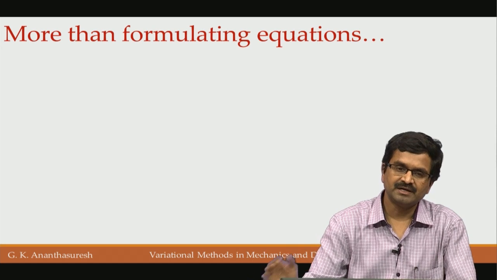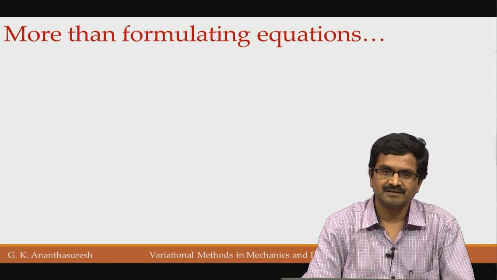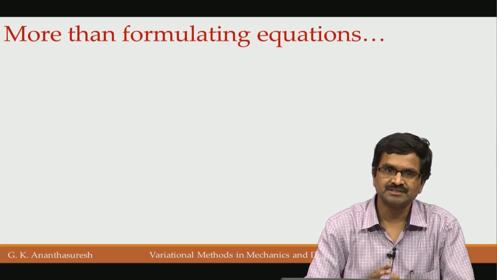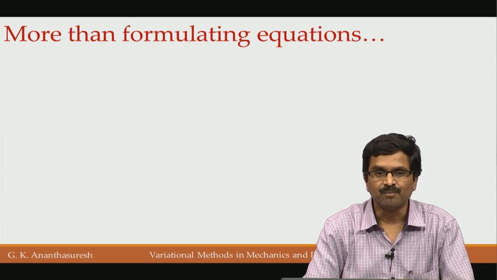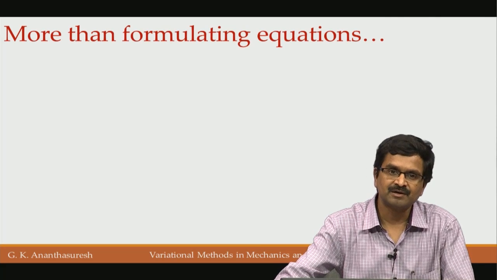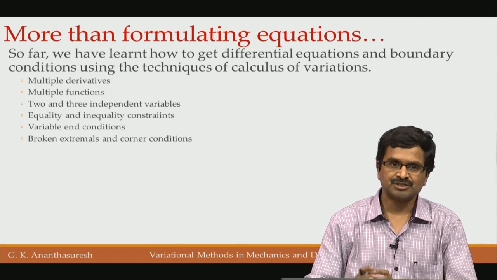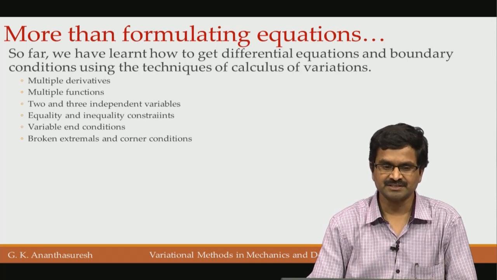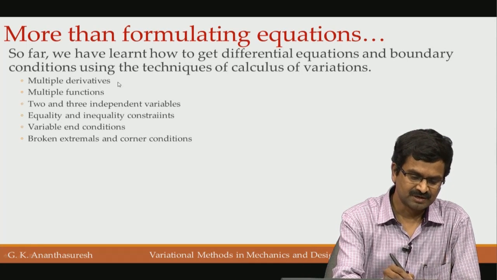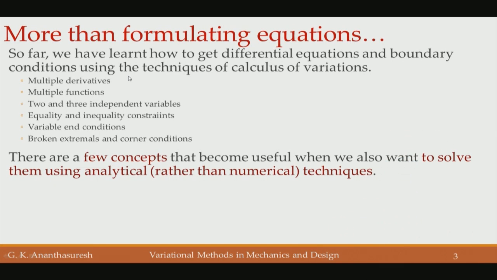We know that given a calculus of variations problem, we can now write Euler Lagrange equations, which are differential equations, and then the boundary conditions also. Now, we go a little bit beyond that. And just to recap what we have discussed in calculus of variations: multiple derivatives and multiple functions, 2 and 3 independent variables, equality and inequality constraints, variable end conditions, and at the end we also discussed broken extremals, the so called Weierstrass-Erdmann corner conditions. We discussed all of these.